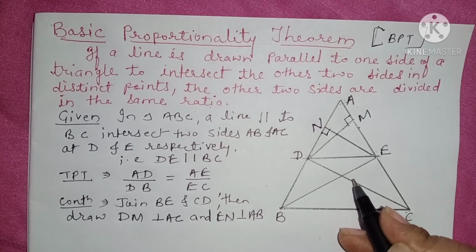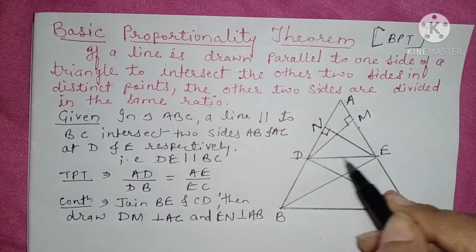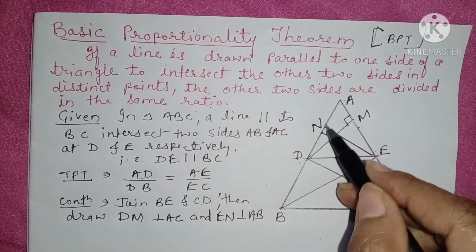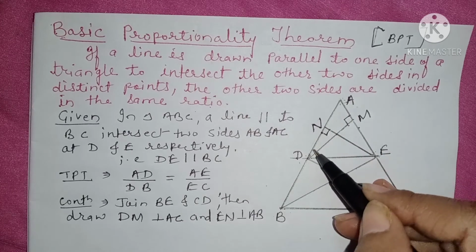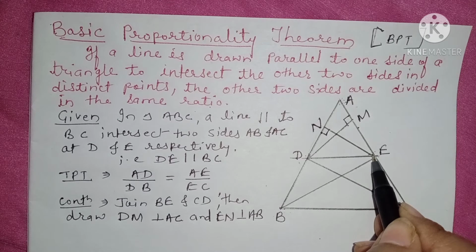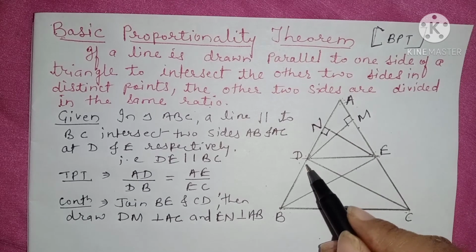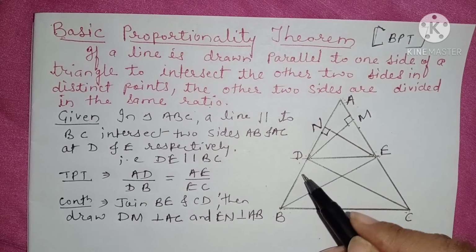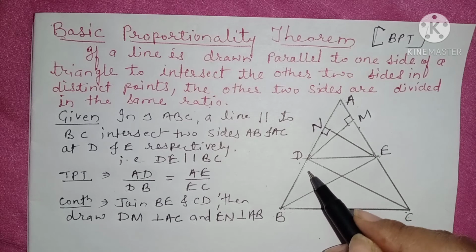It's half into base into height, isn't it? So in ADE, if I am taking base AD, then what will be the height? EN, of course. This is 90 degrees, this is perpendicular. Okay. Then can I also find the area of triangle BDE?